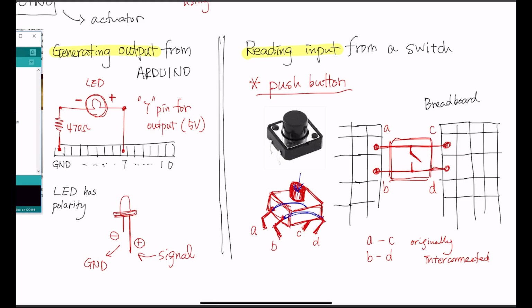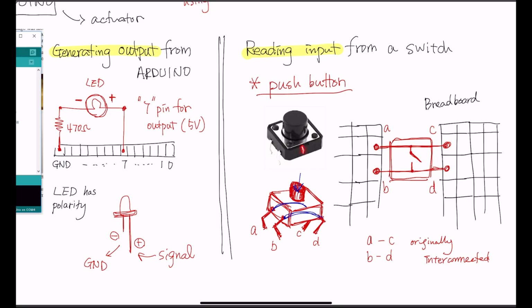So if I draw the right hand side here, A and C are connected internally, and B and D are connected internally. By pressing this down, this thing is closing, so all 4 nodes are going to be connected. That's how this push button works.